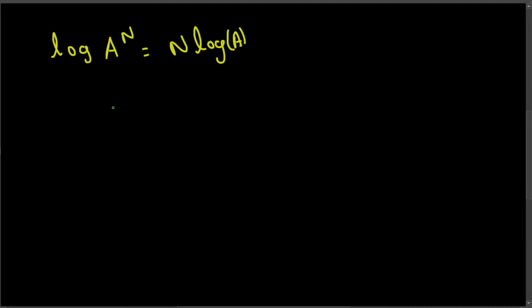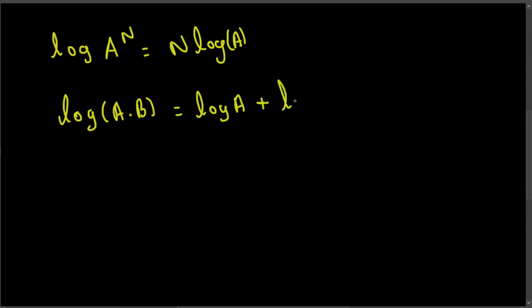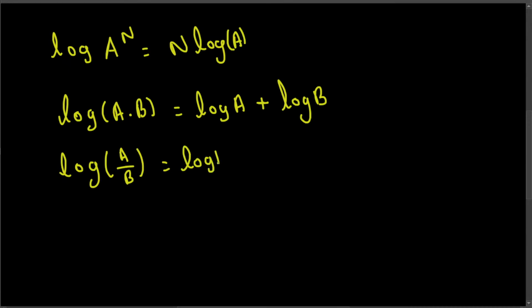That's the first rule. And then let's say we have log and then we have multiplication inside the bracket like a times b. We can also write this one as log a plus log b. And let's say we have a division like this, log a over b. We can also write this one as log a minus log b. Now we can use this and evaluate some problems.